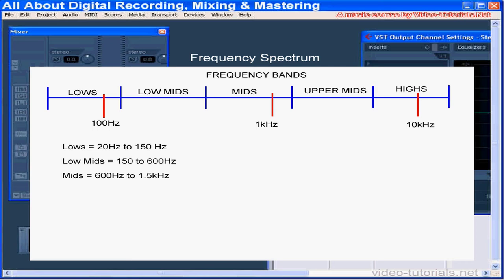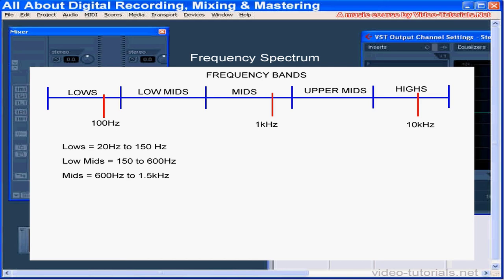The mids are found between about 600 Hz to 1.5 kHz, that's 1,500 Hz. Our ears are most sensitive to these frequencies. When you hear telephone hold music, you're hearing mostly mids. If you hold a paper towel tube up to your ear, you'll hear what it sounds like when mids are emphasized.